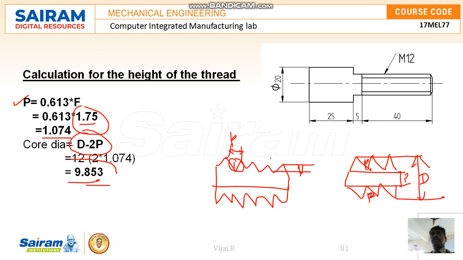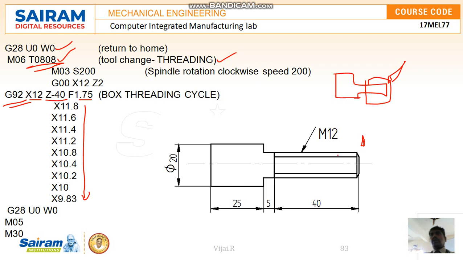So this is how the thread is going to be replicated here. The thread is very important. We are going to make it, and after completion of this program, we are writing G28 U0 W0, M05 for spindle stop, M30 for program stop. So all this should be written in a manner, and then it is to be shown in simulation. Okay, this is how the program for the thread cutting is written. Now we have to show the simulation for this. Let me go for the simulation.